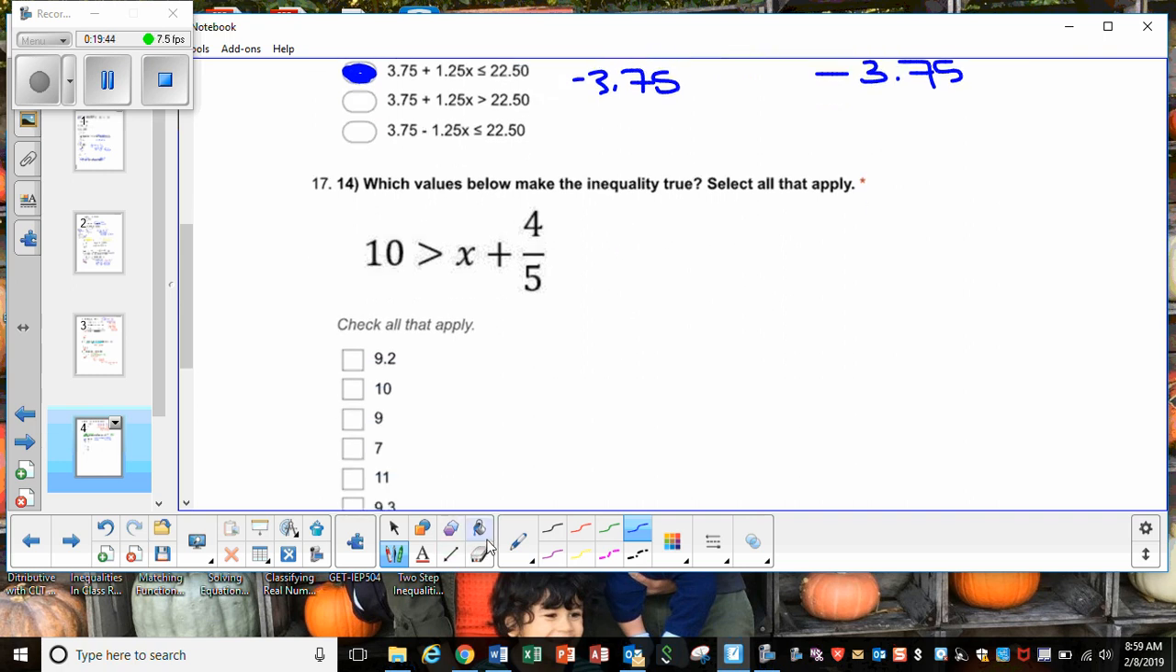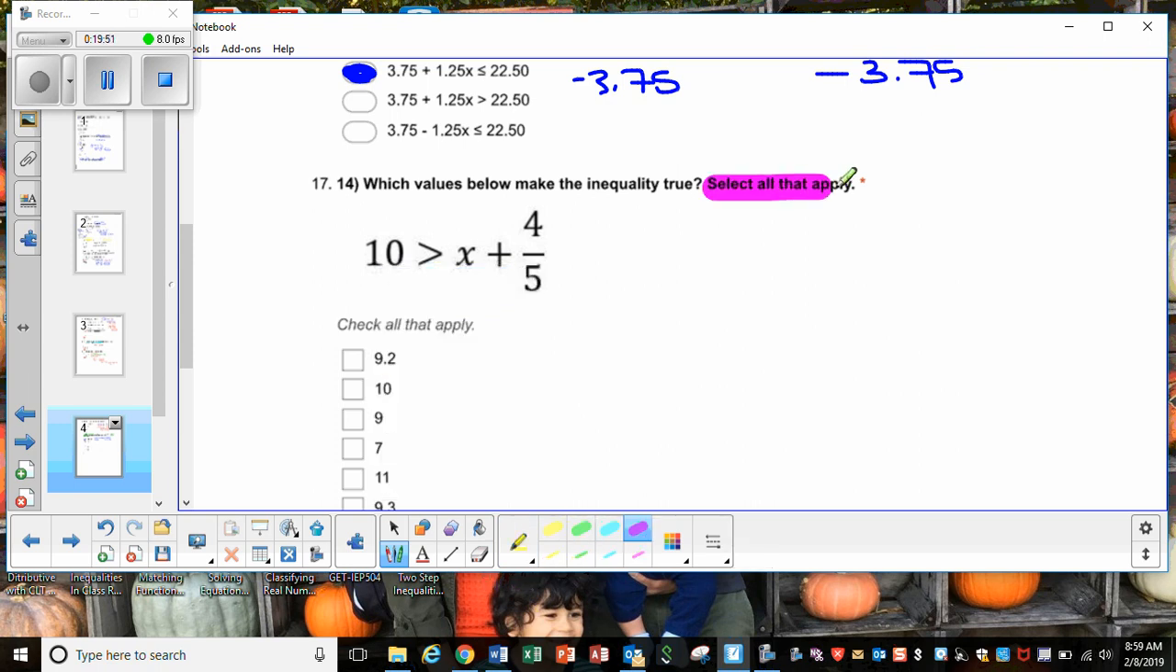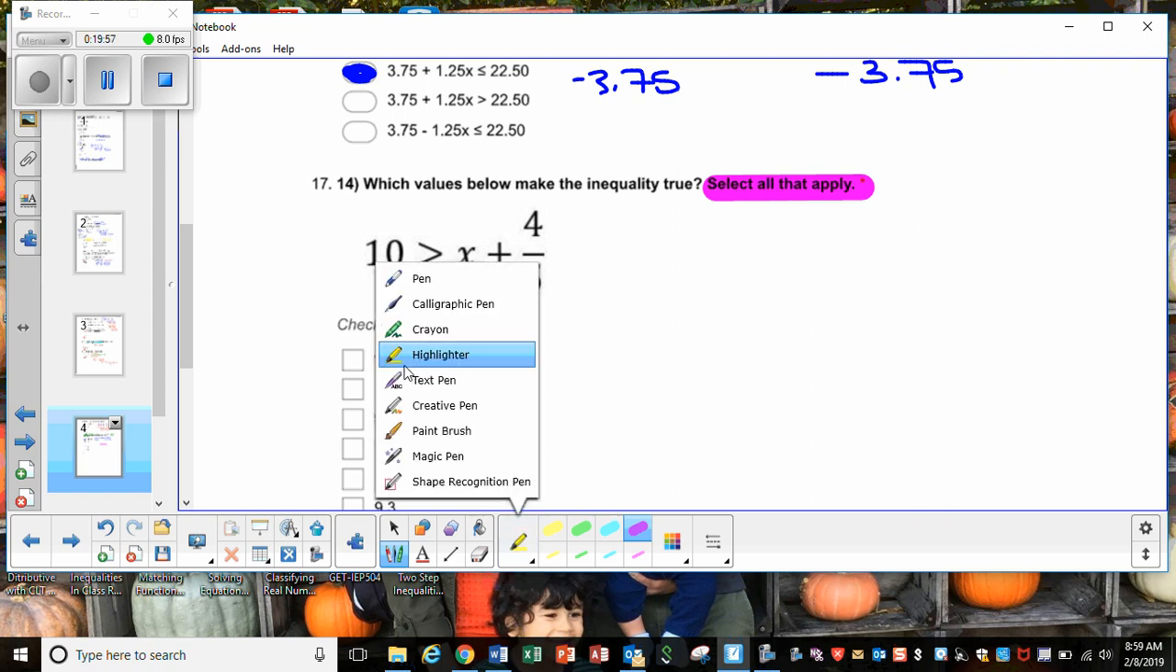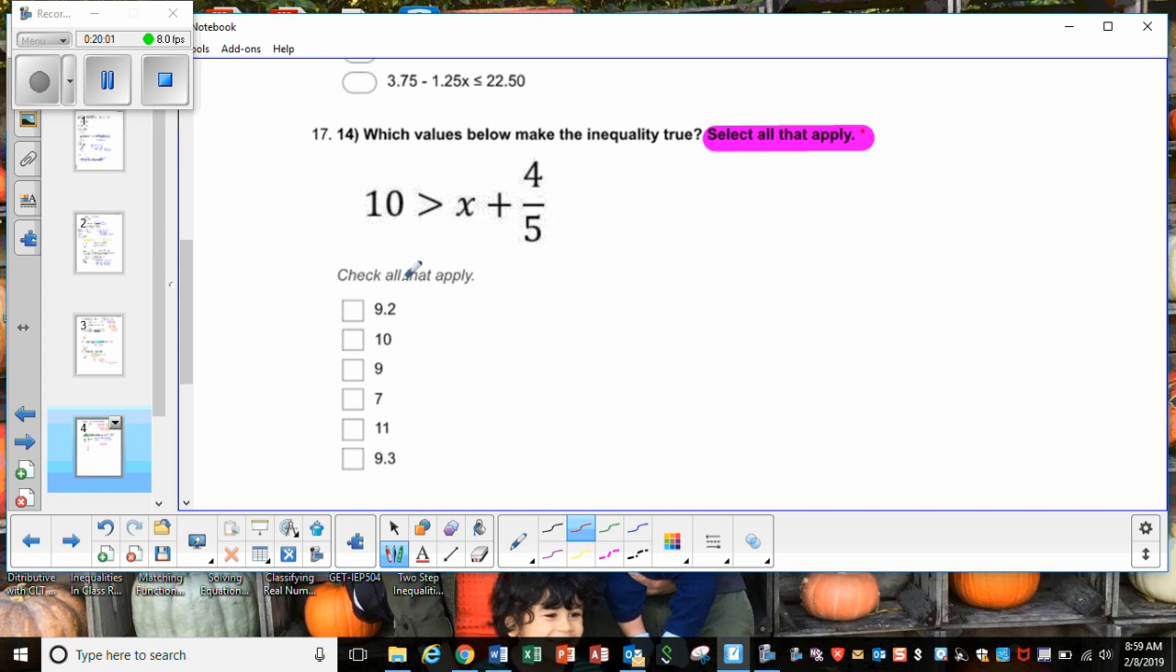Okay, number 14, the infamous select all that apply. Again, highlight keywords. Select all that apply. Which values below make the inequality true? For this problem, there are several numbers that I need to see if they work for this inequality. So this is not a problem where I want to use the substitution method.